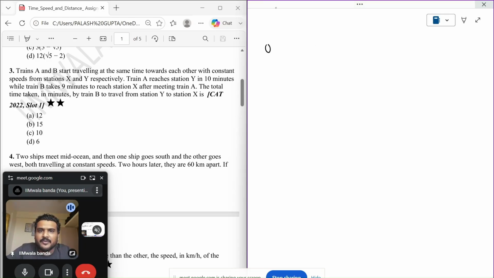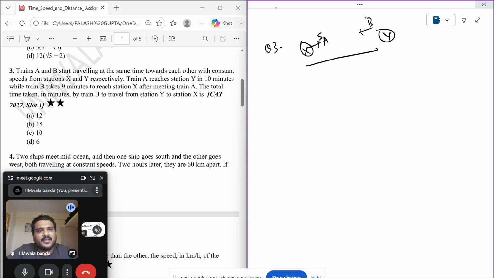Let's go with question number 3. Train A and B, they start traveling at the same time towards each other with constant speed from station X and station Y. There are two trains A and B, and they start moving towards each other. Now it is saying that the train A reaches station Y in 10 minutes.